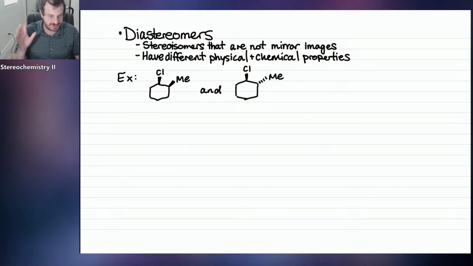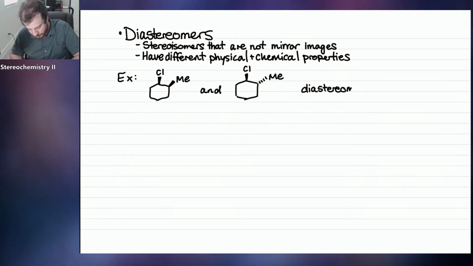They both have the same connectivity of the atoms. The only difference is how they're arranged in 3D space, but they are definitely not mirror images of each other. So these would be considered diastereomers. They are stereoisomers, but they are not mirror images. So that makes them diastereomers. Another example is one we've already seen before.